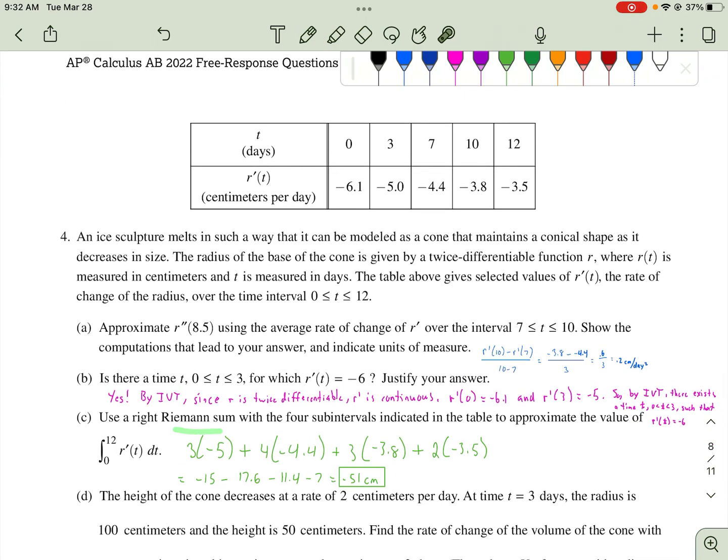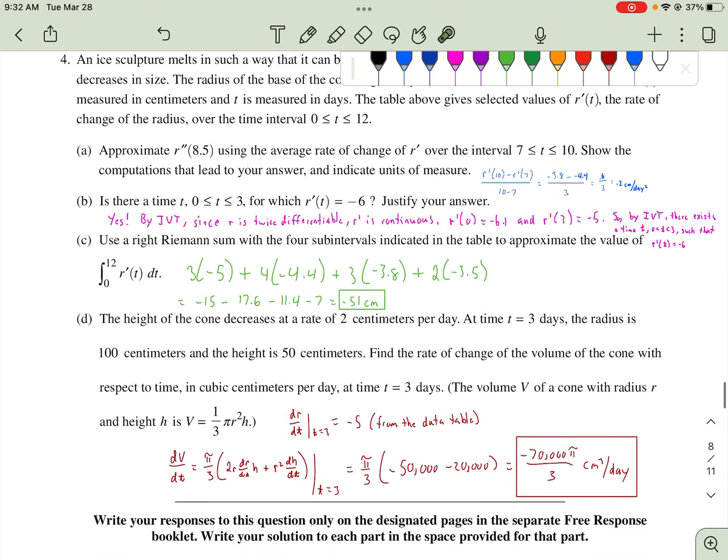Part C, use a right Riemann sum of 4 subintervals to approximate the value of this integral. So it's the integral of r prime, and we're going to go for a right Riemann sum. This interval has a length of 3, but you use the right endpoint, which is this one right here. This has a length of 4, but use the right endpoint, which is this. Length of 3, use the right endpoint, which is this. And you don't have to simplify algebraic or numeric expressions, so that should be acceptable as your answer, as long as you use appropriate units.